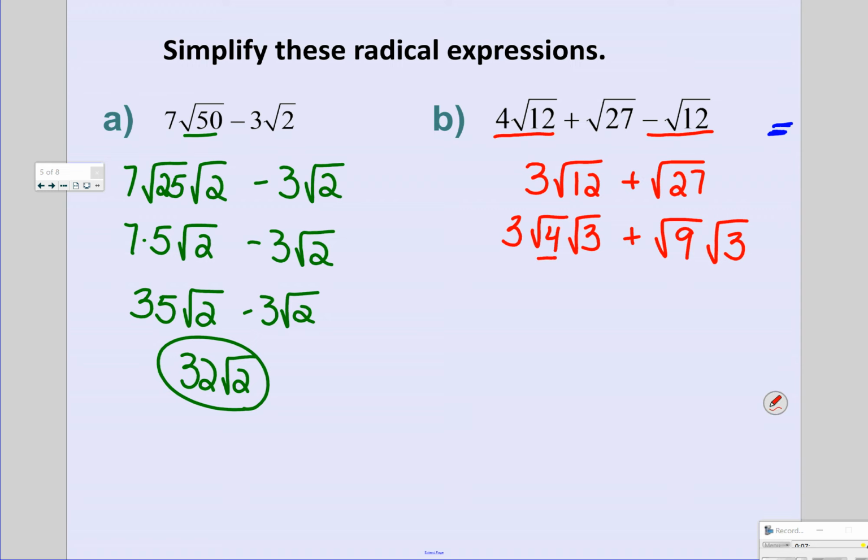Now let's do this all in one step. The square root of 4 is the same thing as 2. So I get 3 times 2, which is 6, times the square root of 3. Plus, and then the square root of 9 is the same thing as the number 3 times the square root of 3. And now I have like radicals. I add them together and get 9 times the square root of 3.